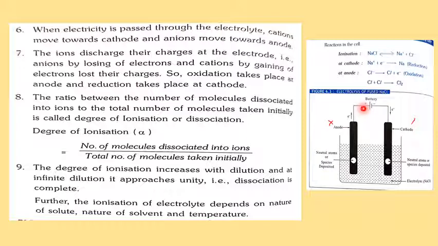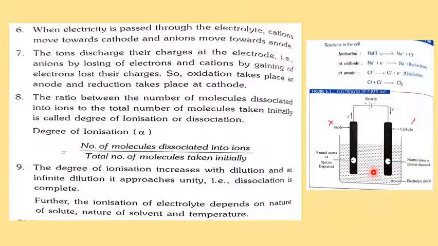When electricity is passed by the battery through the solution, the electrolyte dissociates into positive and negative ions. Positive ions move towards the cathode, negative ions move towards the anode. Na+ ions gain electrons from the cathode and form Na. This reaction is called reduction reaction. Why? Because at the cathode, ions gain electrons. Gaining of electrons is called reduction. So reduction takes place at the cathode.